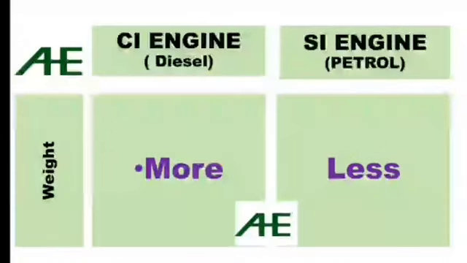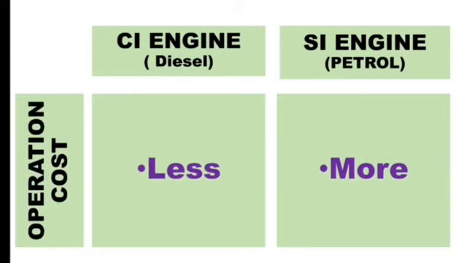Again, the diesel engine or CI engine is heavy in nature, whereas in petrol engines the weight is very less. We can easily imagine that a stationary engine used for pumping water is much more bulky than our two-wheeler petrol engine. Both are different in size, maybe having the same HP power. So weight is more in diesel and less in petrol engine.